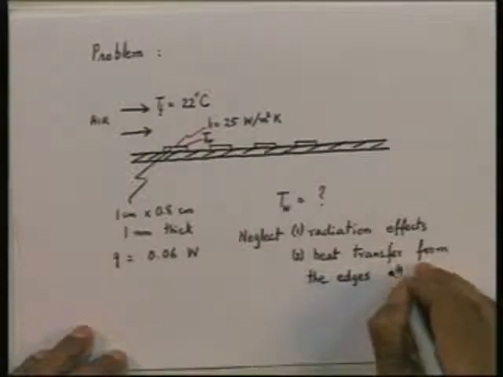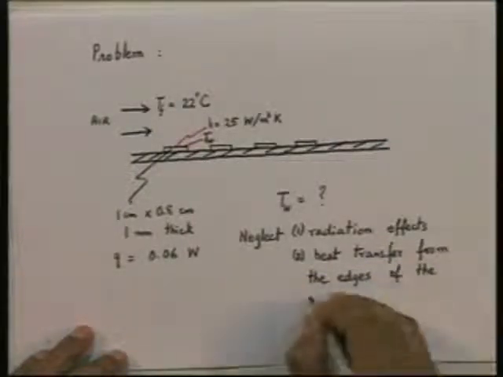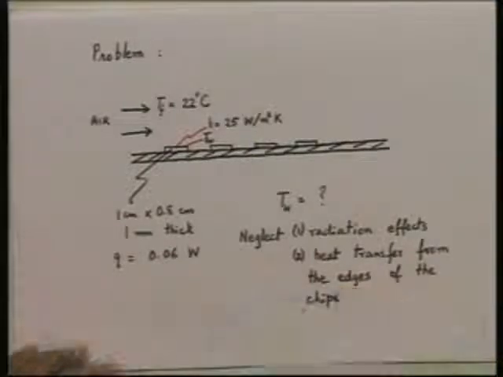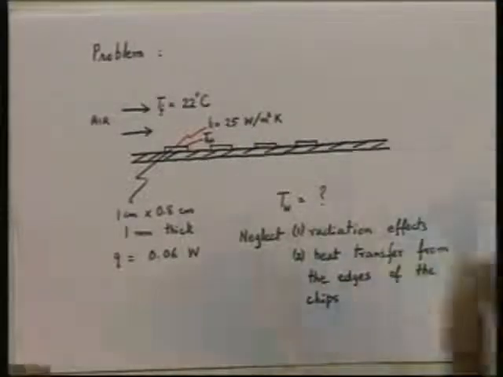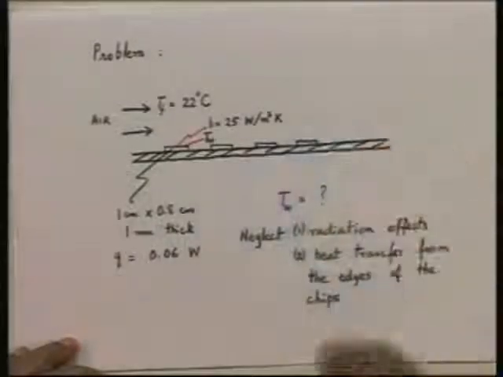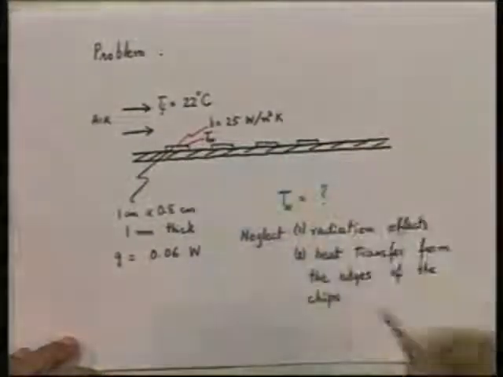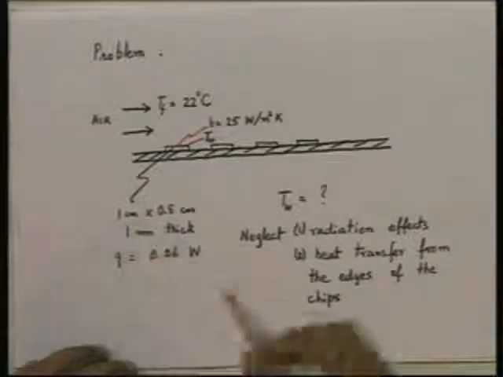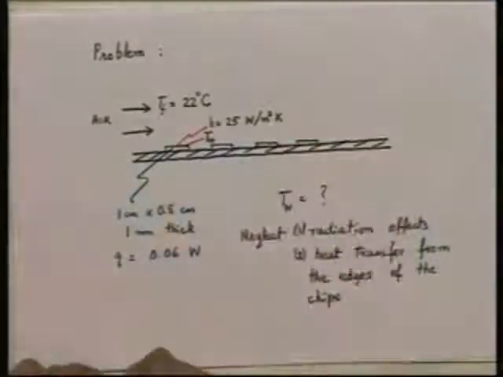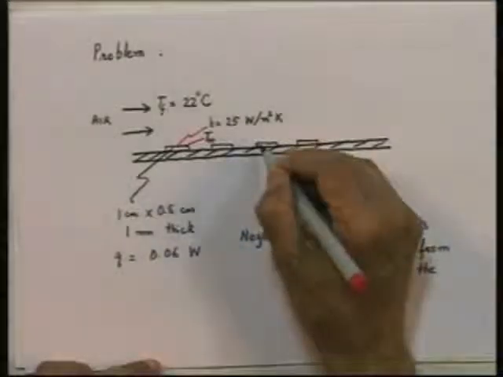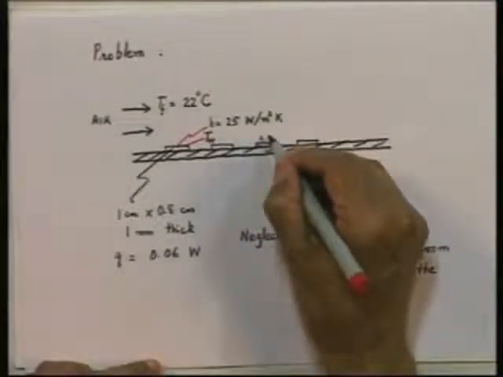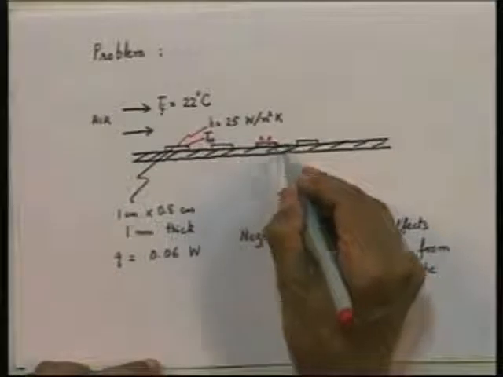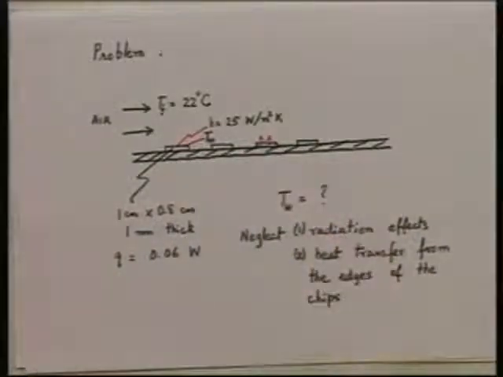From the edges of the chips. These are the edges, the 1 millimeter thickness all round. So, assume that all the heat that is being generated is flowing out by convection through the 1 centimeter by 0.8 centimeter face. That means all the heat is flowing out like this. Neglect any heat flowing out through the edges and neglect radiation effects. This is for simplifying the problem.